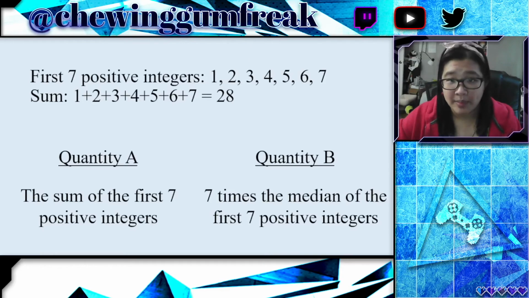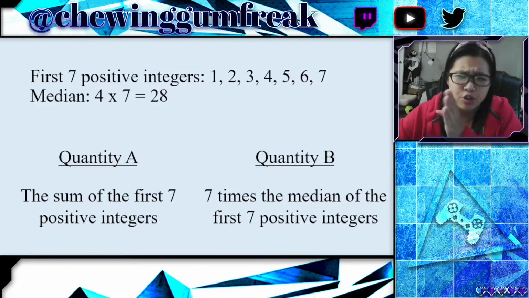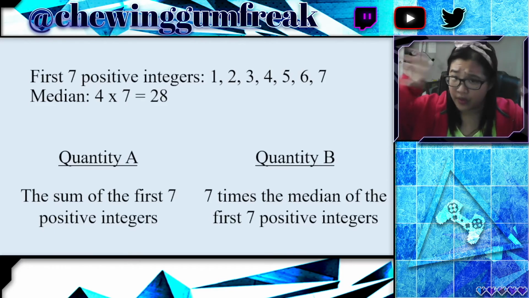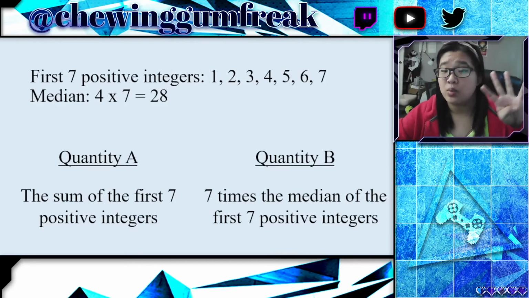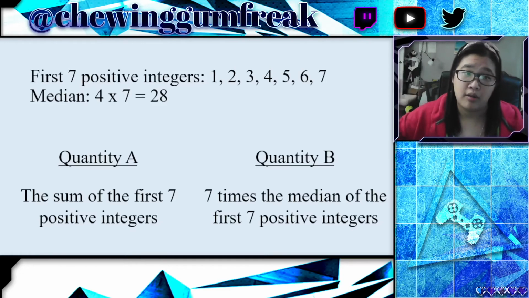And for quantity B, we want to look at the median, which is the number straight in the middle. You want to have equal numbers on both sides of it. So in this case, it's the number 4 because we have 3 numbers that are less than 4 and 3 numbers that are greater than 4.